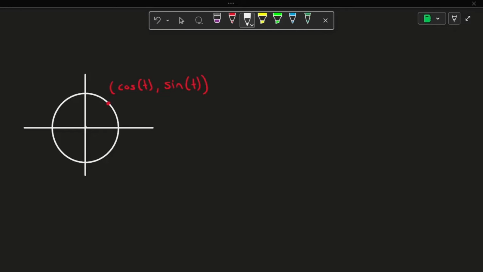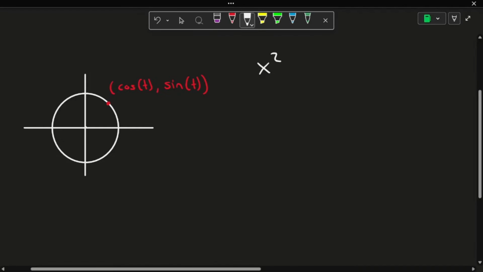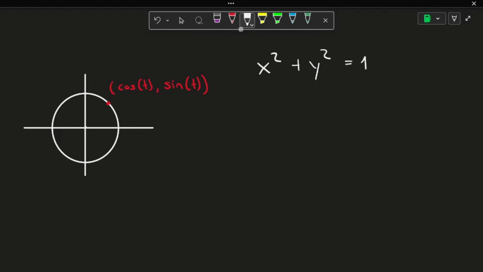Let's have a look at a more familiar shape first, the circle. As we all know, the unit circle is defined by this equation here. And we know that we can parameterize the unit circle by setting x equal to cosine of t and setting y equal to sine of t.